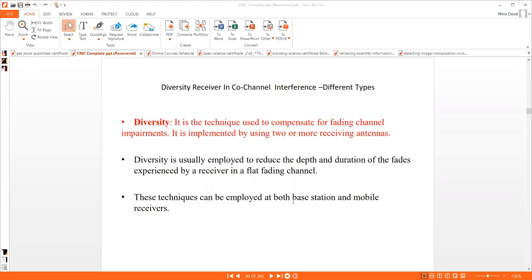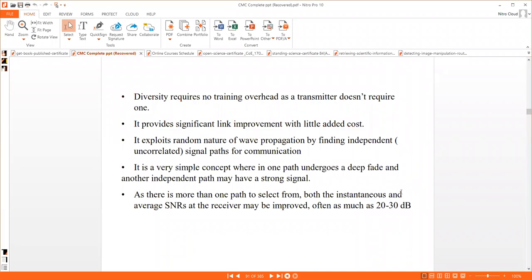These diversity techniques can be employed both at the base station as well as at mobile receivers, that is, mobile units. Now let us see what happens one by one. As per the theoretical concepts, diversity requires no training overhead, as a transmitter does not require one. If we remember what is meant by overhead, we might have studied it in CDMA topics. Overhead is not required in the diversity techniques.